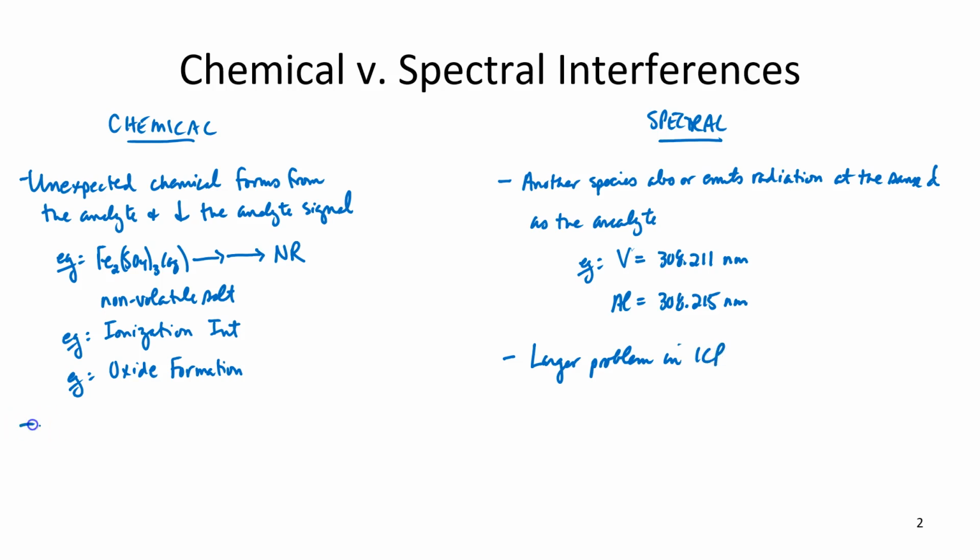And in general, chemical interferences are a bigger problem in flame and furnace AA, but I'm just going to write down flame AA because that seems to be our focus. Remember, if this forms in an aqueous sample and you're using an ICP, you don't need to worry about no reaction occurring. Remember, the ICP is going to be hot enough to break this down and create gaseous iron atoms. So that's it for now.